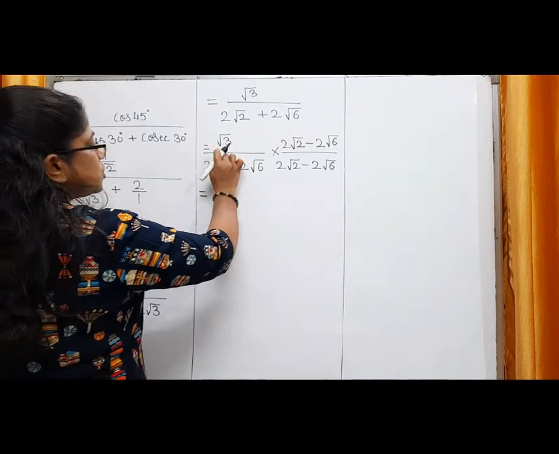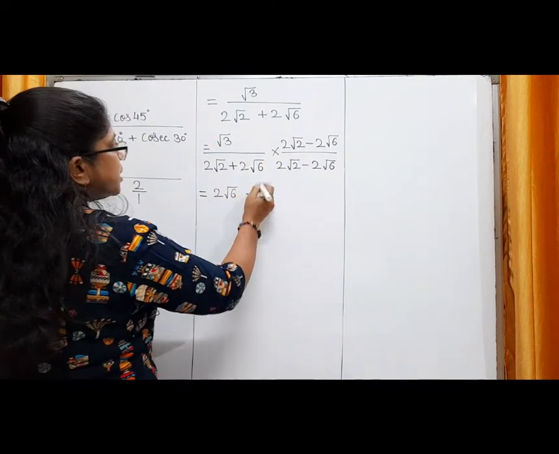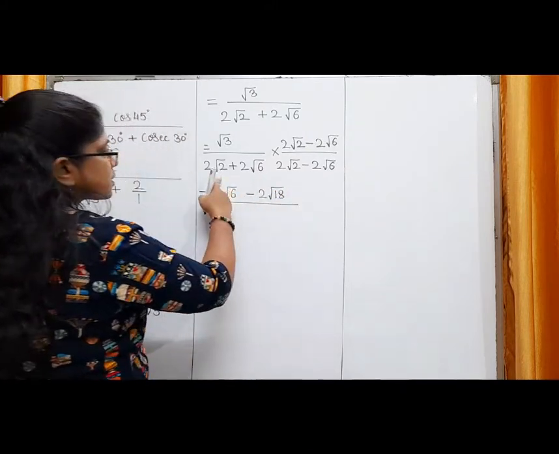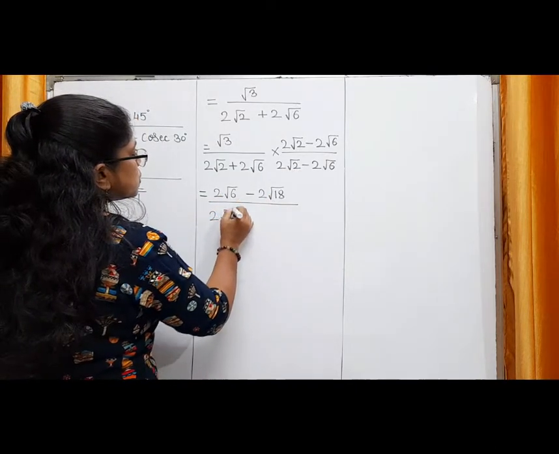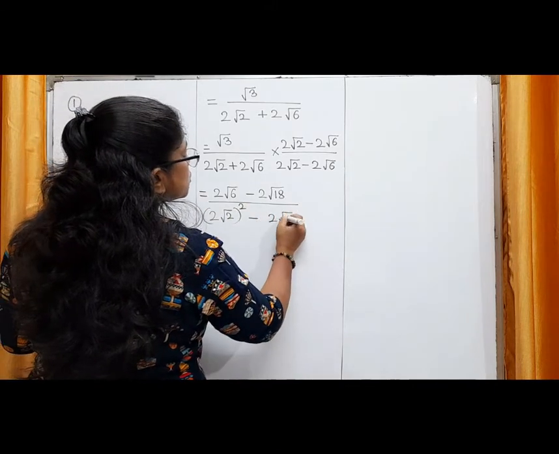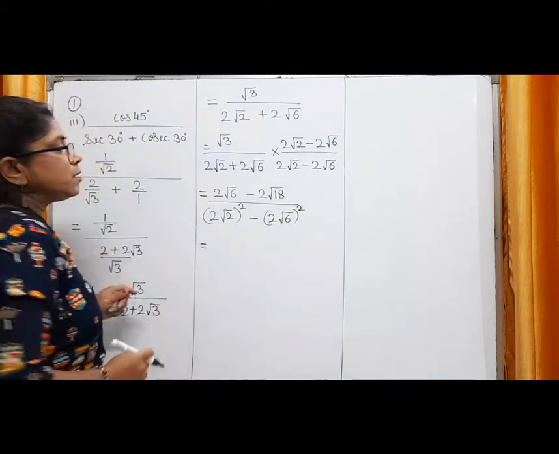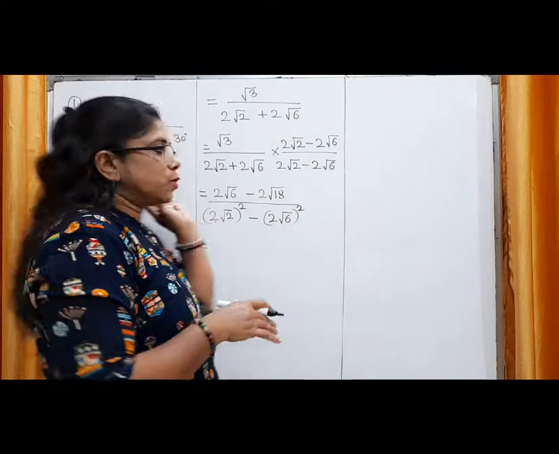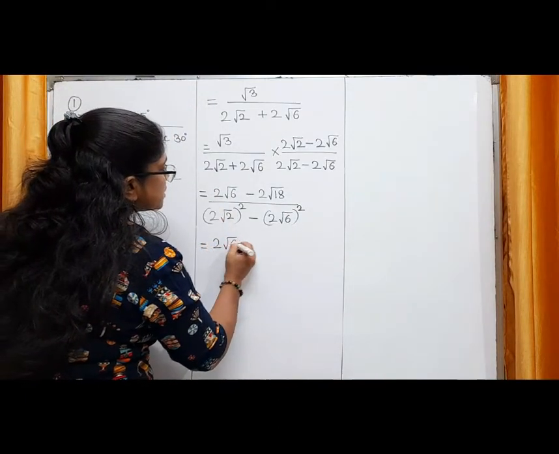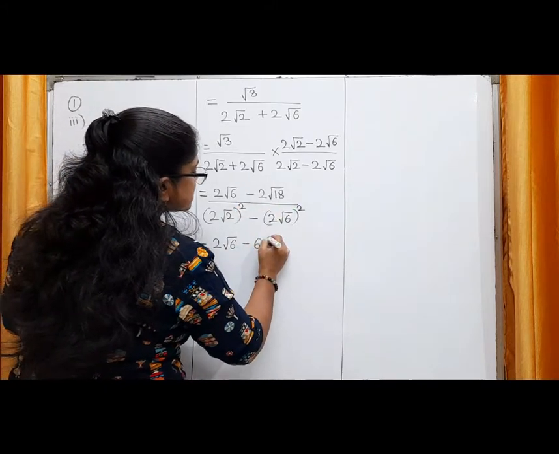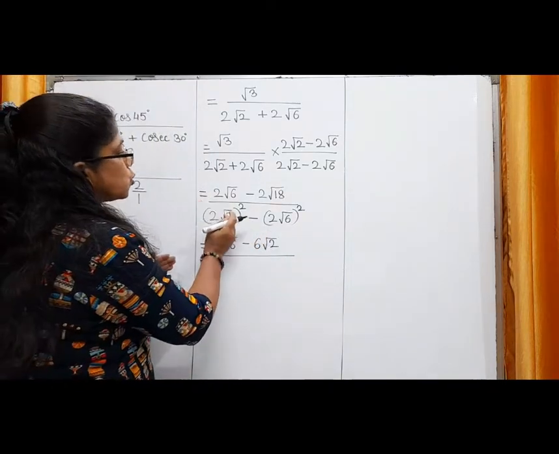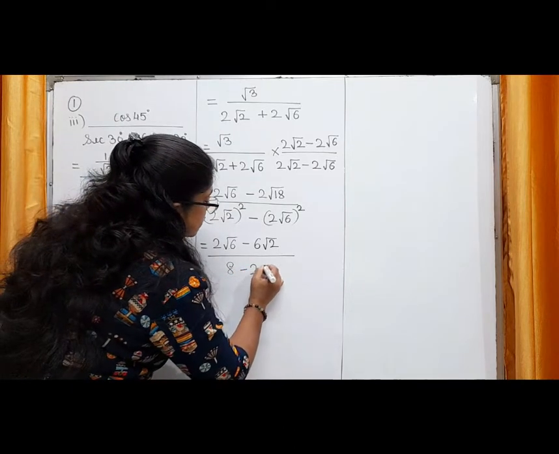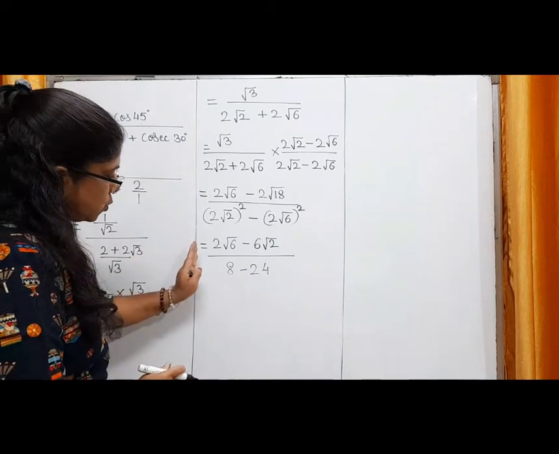Let us multiply this. Root 3 into 2 root 2 is 2 root 6, minus root 3 into minus 2 root 6 is 2 root 18, upon, here a plus b into a minus b: 2 root 2 square minus 2 root 6 square. Now here in the numerator, this 18 we can split as 9 into 2, and the square root of 9, that is 3, will come out of the root sign. So the numerator becomes 2 root 6 minus 2 into 3, that is 6 root 2, upon 2 root 2 square, 4 into 2 is 8, minus 2 root 6 whole square, 4 into 6, 24. Now here, 2 root 6 minus 6 root 2.